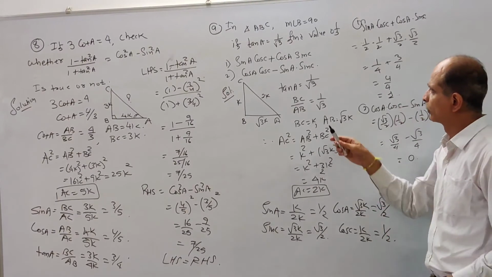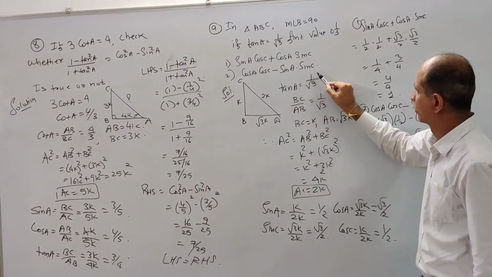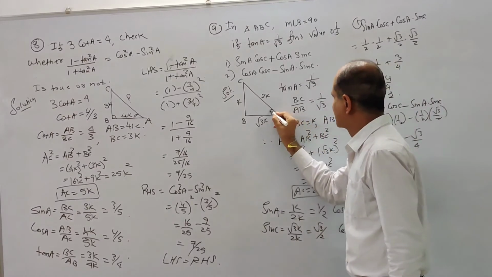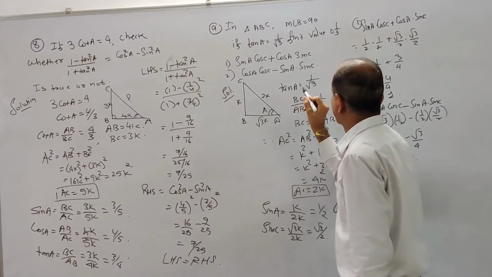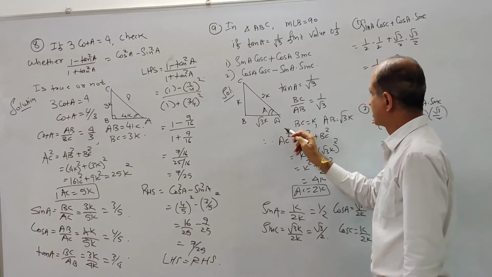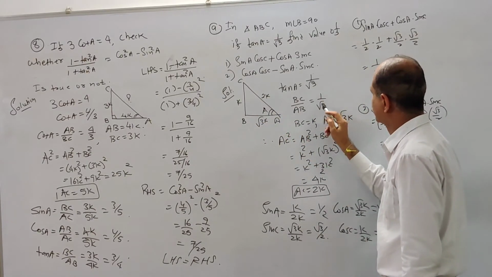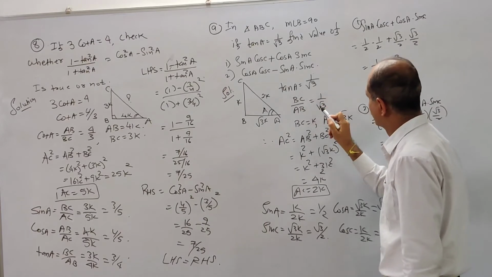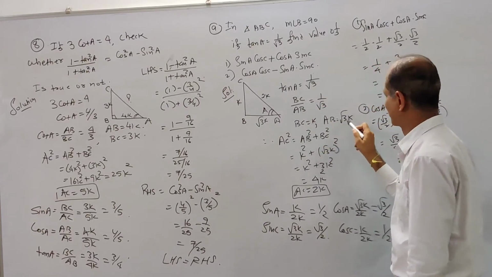Now what is given to you? That is tan A is equal to 1 upon root 3. So let me consider this angle as A. So tan A means BC upon AB. It is equal to 1 upon root 3. Therefore BC is equal to 1k, AB is equal to root 3k.